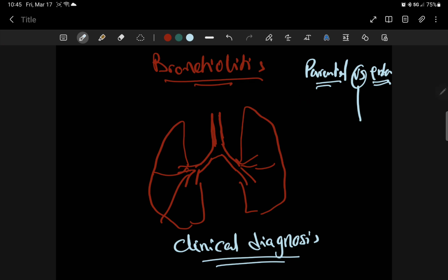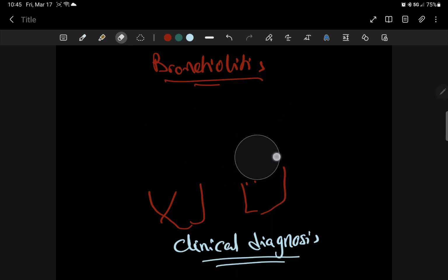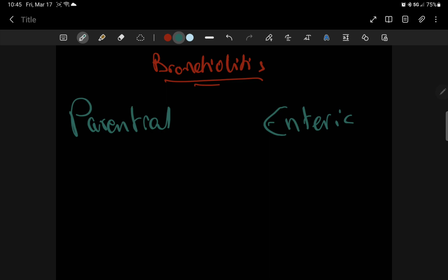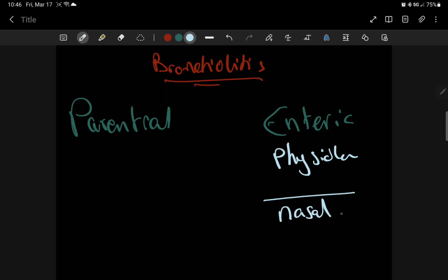So let me make it more central. Let's do this. So parenteral and enteric. We said enteric is more physiological. However, it obstructs when it comes to nasal breathers, and it's a problem for older kids.